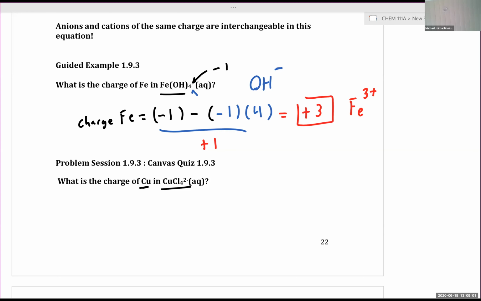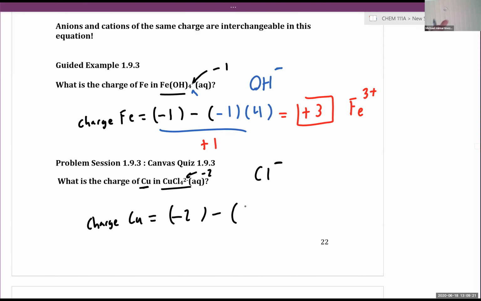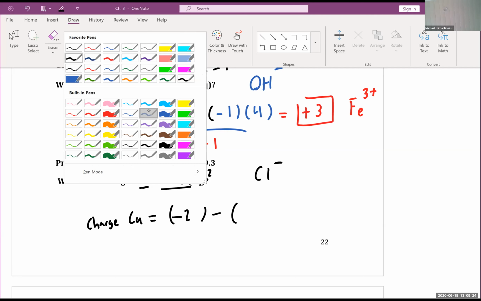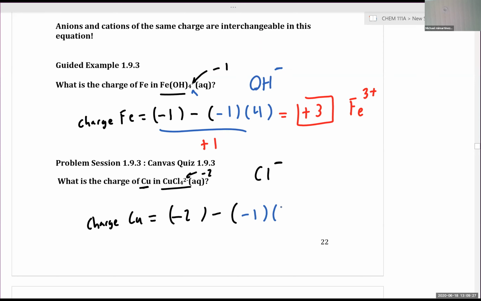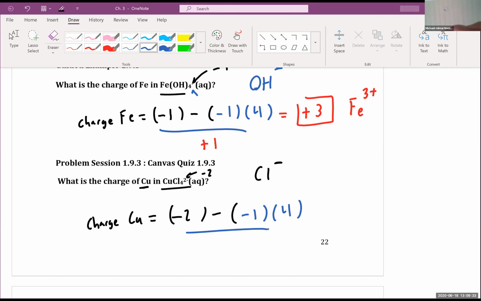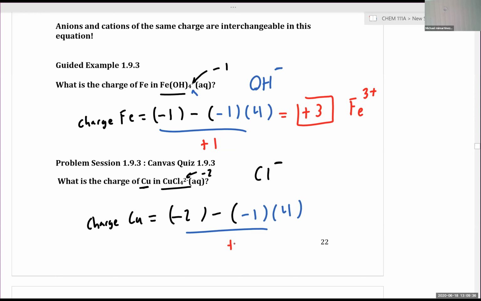Okay, so let's discuss this next example. In this case, we're solving for the charge of copper. Our total charge in this case is -2. We're then going to subtract, and looking at chlorine, chlorine prefers to form the ion chloride with a -1 charge. So let's fill in our -1 charge. We have 4 chloride ions. Then we divide by our number of copper atoms, and that gives us a charge of +2. So we have copper 2+.